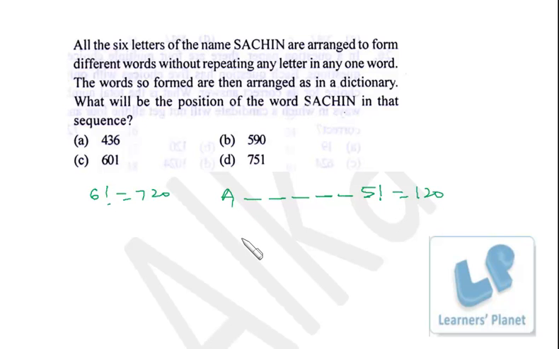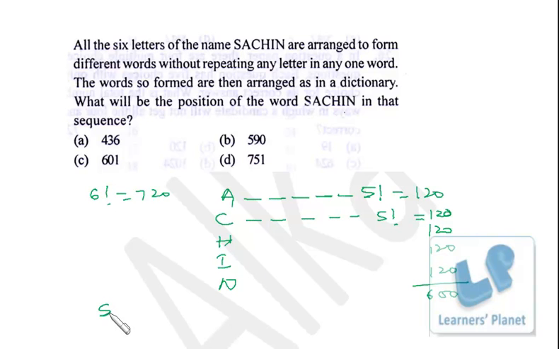After A in the dictionary we get C. Once again we'll get 5 factorial, that is 120 words beginning with C. Similarly beginning with H, then I and then N. So 120, 120, 120, right? So in all it is 120 into 5, 600. Now the next set of words will start from S.